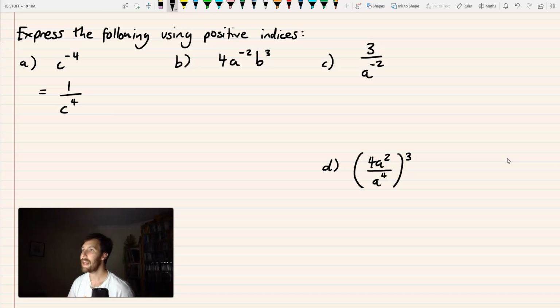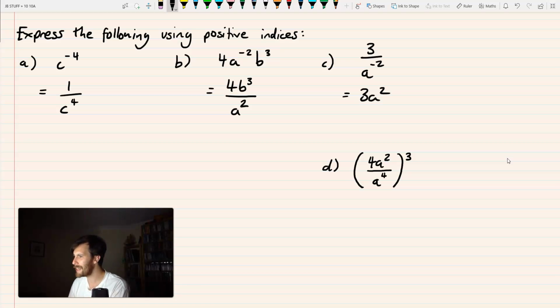And that's it. The next one, we've got 4 multiplied by a to the power negative 2 multiplied by b to the power 3. For this one, we're going to leave all of our positive powers in the numerator because that's where they belong, and it's only that a to the power negative 2 that we're going to shift. We're going to make that power positive and plonk it in the denominator, just like that. The next one, we've got a to the power negative 2 in the denominator, so we're going to make it positive and chuck it in the numerator. So these aren't especially difficult once you get the hang of them, but they do need a bit of practice to get your head around them.